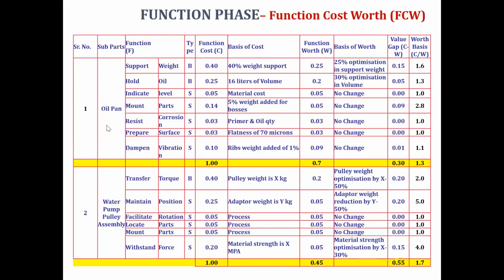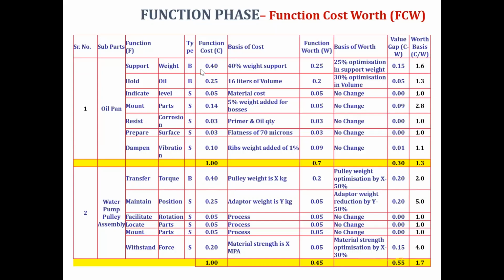So if the cost of the oil pan is 1,000 rupees, then 400 rupees goes to supporting weight itself, 250 rupees goes to hold oil, 50 rupees goes to indicate the level, 140 rupees goes to mounting parts, 30 rupees goes to resist corrosion, 30 rupees goes to prepare surface, and 100 rupees goes to damping vibration. This cost will take more time to understand because it needs a lot of experience.